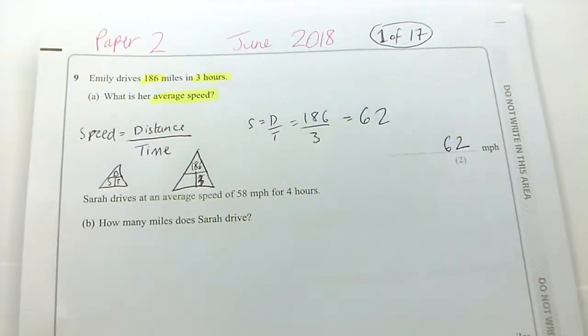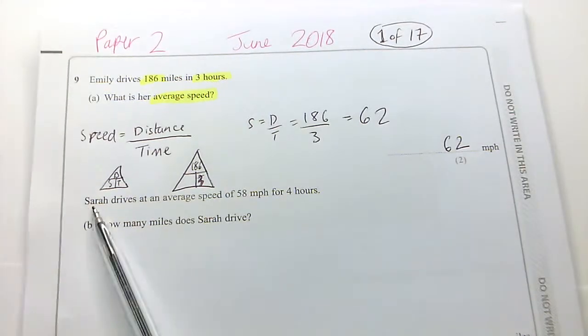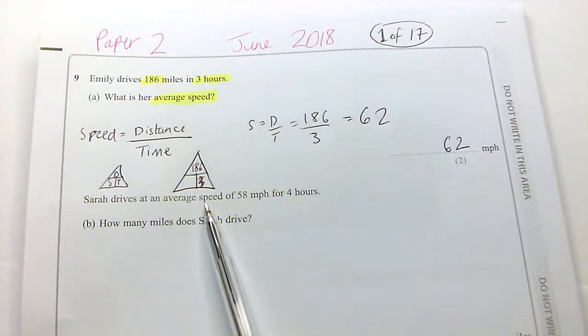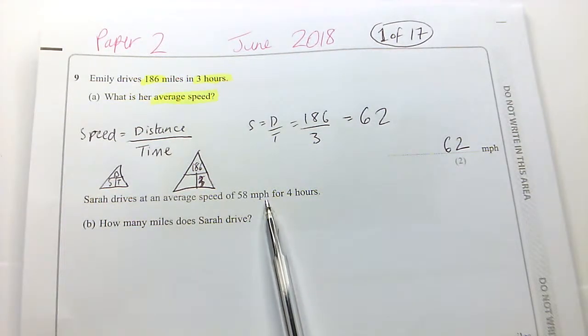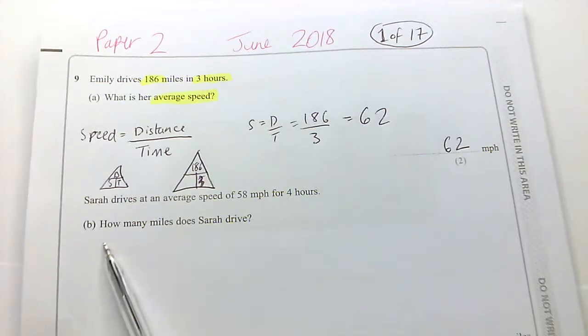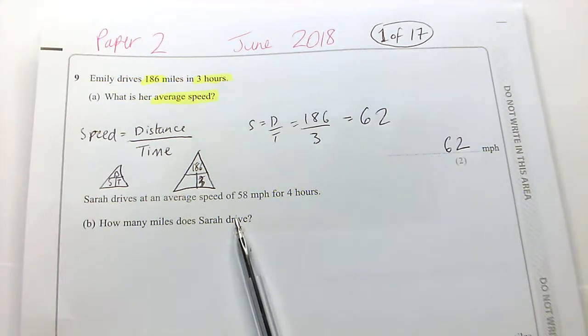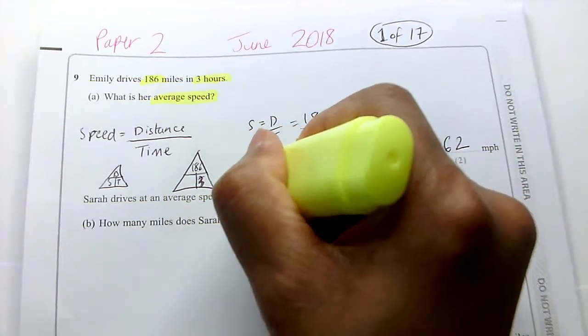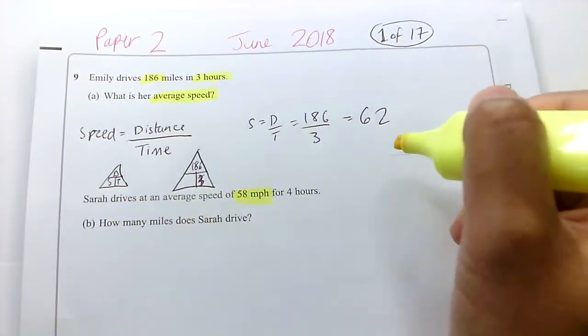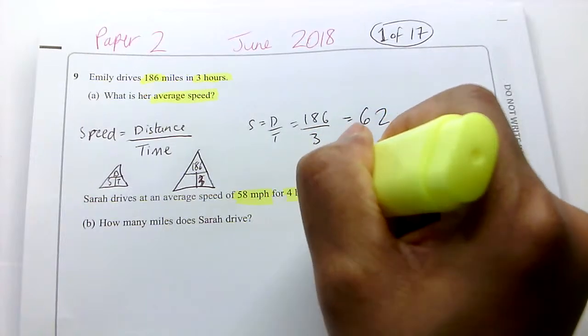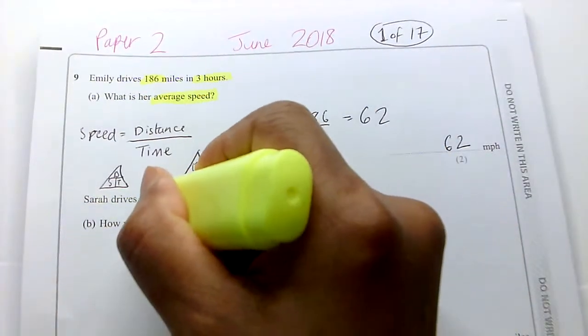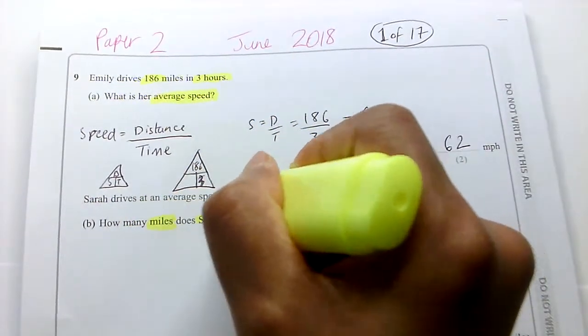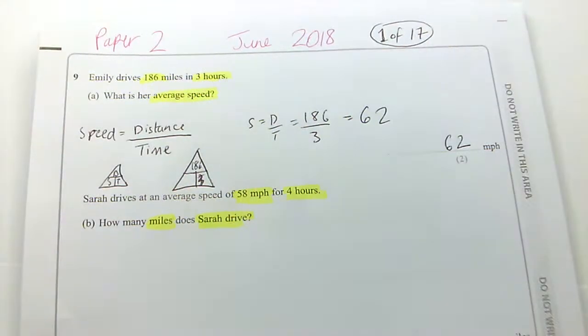Okay, have a go at part B. Press pause. Sarah drives at an average speed of 58 miles per hour for 4 hours. How many miles does Sarah drive? We've got 58 miles per hour for 4 hours, and we need to see how many miles Sarah drives.